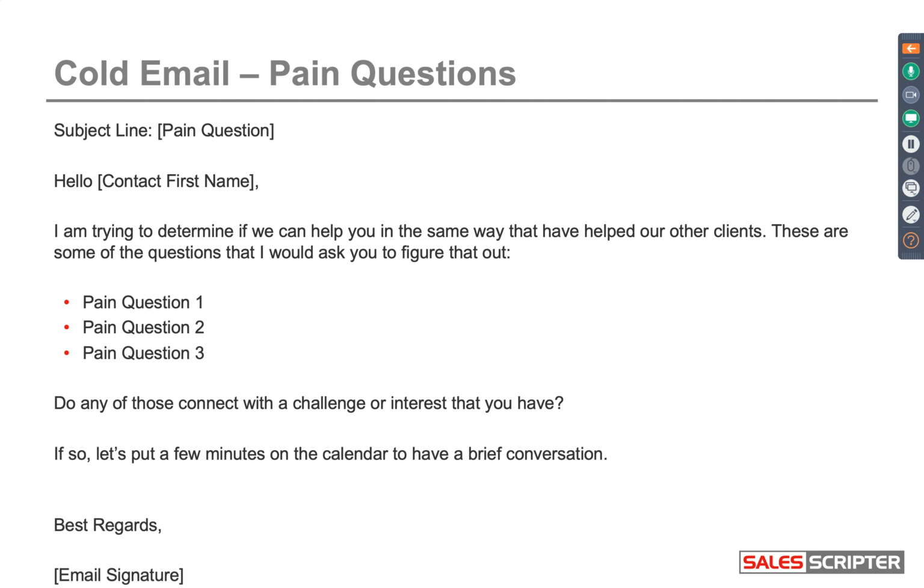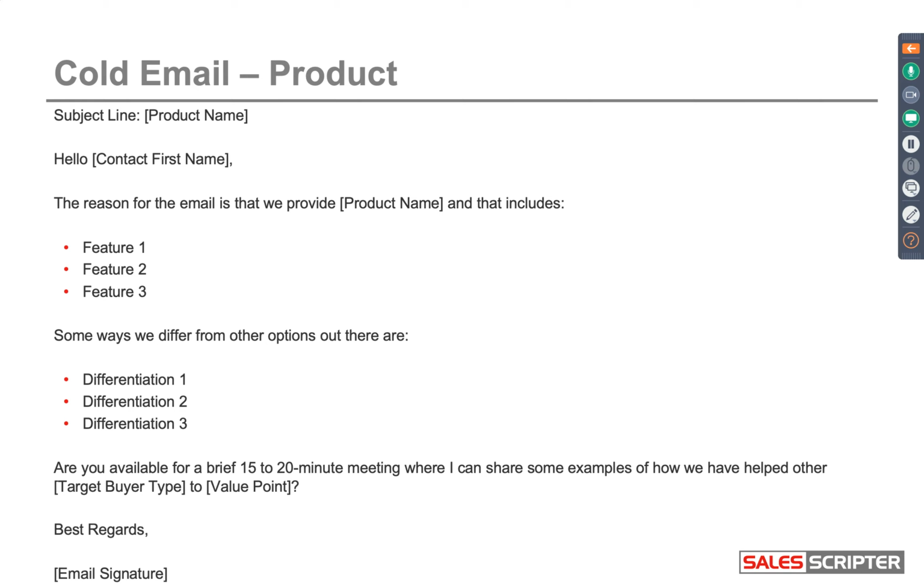Now, this is basically an email where you're starting to give up, and you've sent a few emails, maybe the other emails that I showed you, and they're not responding. So now you're just kind of sending them the questions you'd like to ask them. Here's a product email. The reason for the email is that we provide product X, and that includes this, this, and this. Some ways we differ from other options out there are we're easier, we're cheaper, we're better. Are you available for a brief meeting?